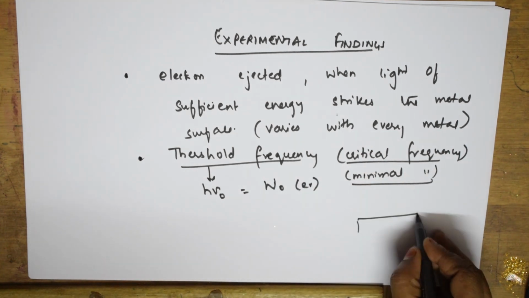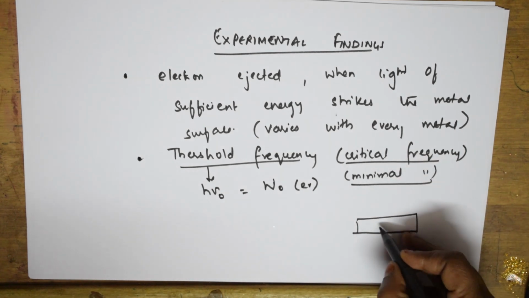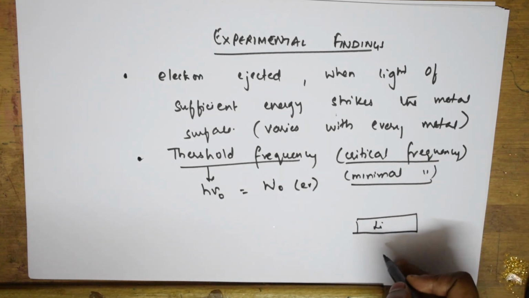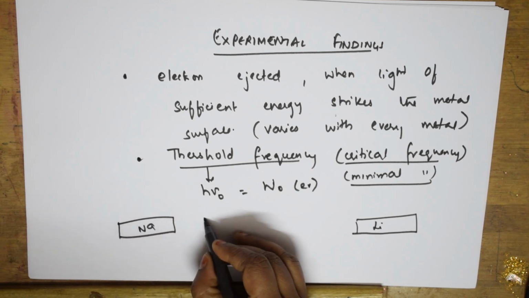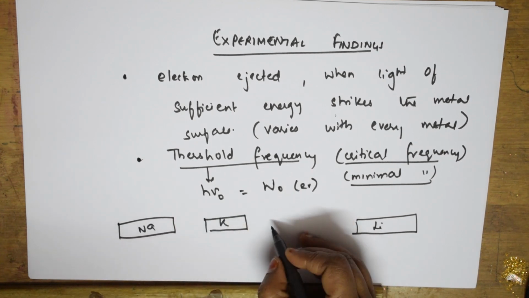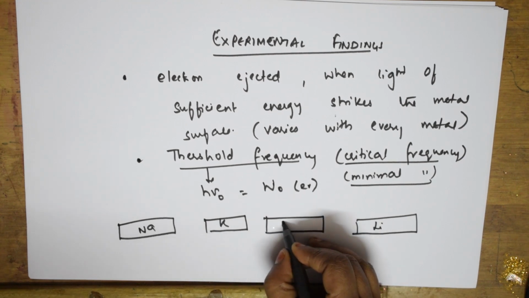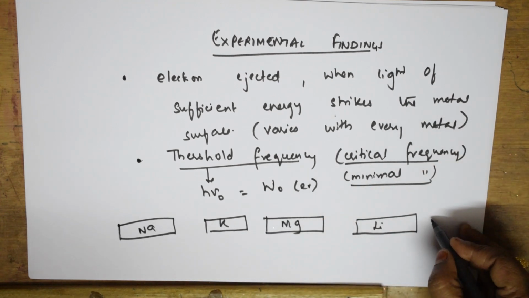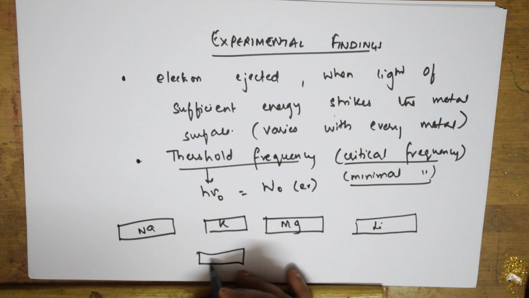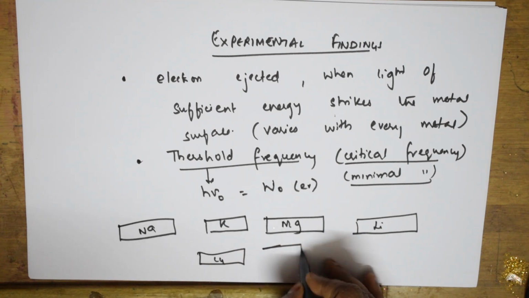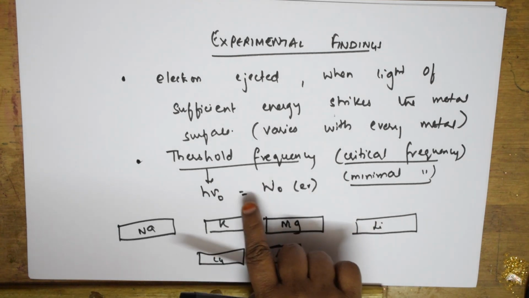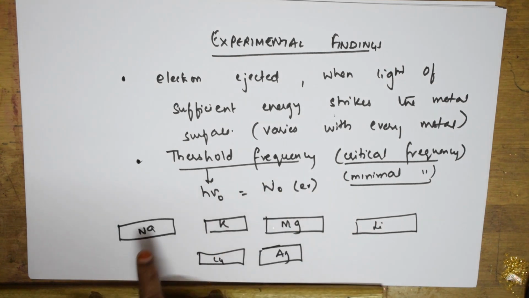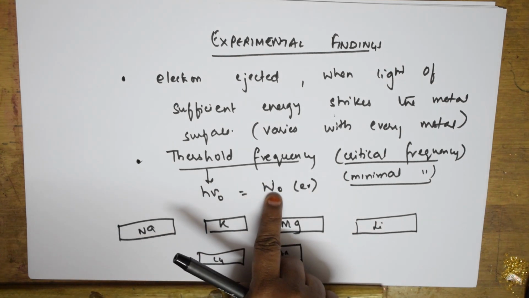If I take a metal surface, suppose this is lithium metal. Let us assume one more, sodium metal. One more, potassium metal. One more, magnesium metal. One more, copper metal. And silver metal. Every metal has a different threshold frequency, which is also called the work function, W naught.